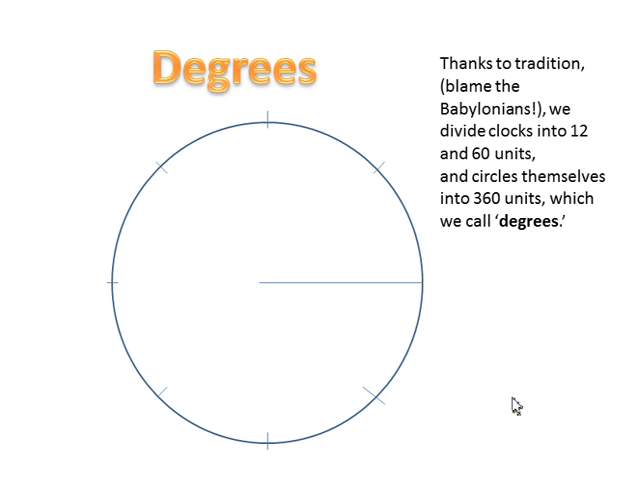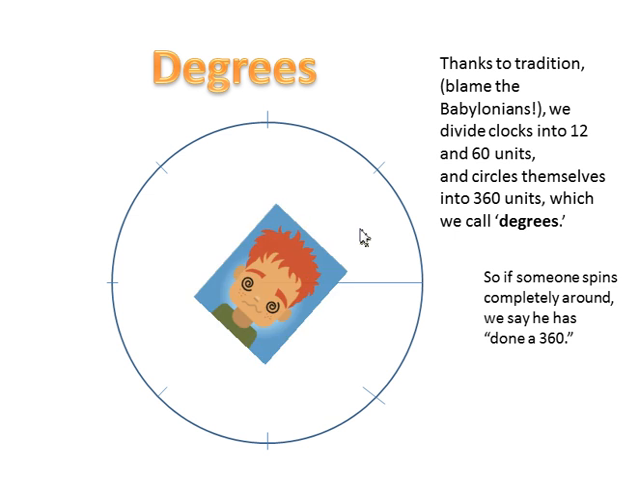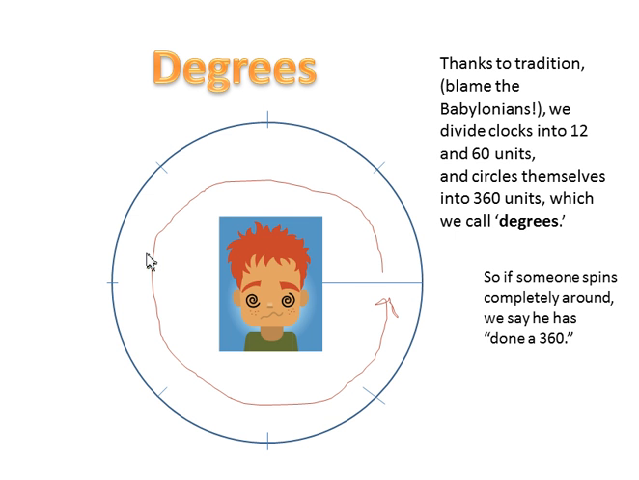Degrees come from the Babylonians, who just love the number 60. 60, and then its square, 360. So 12, we have 12 hours on the clock. We have 60 minutes. Well, a circle has 360 degrees. And we even use this. If someone just spins in a complete circle, we say, you just did a 360.